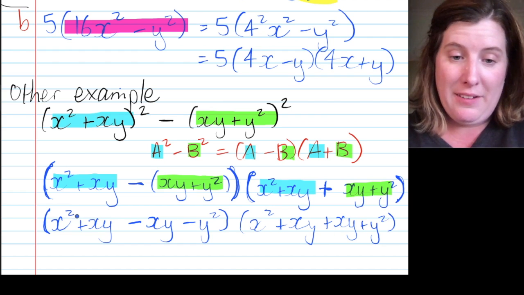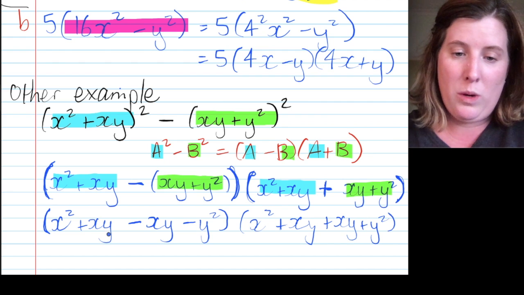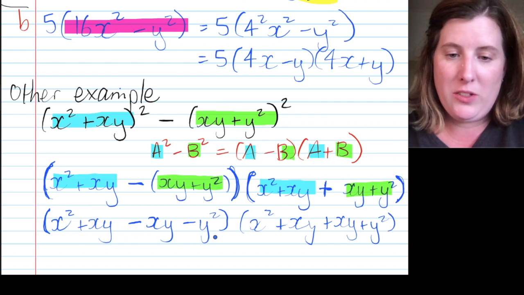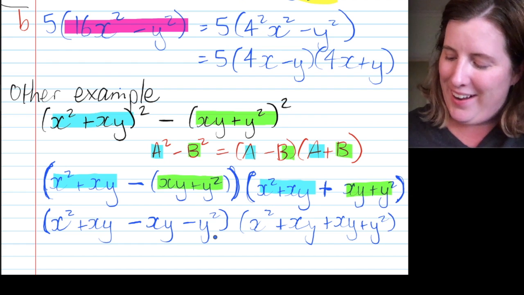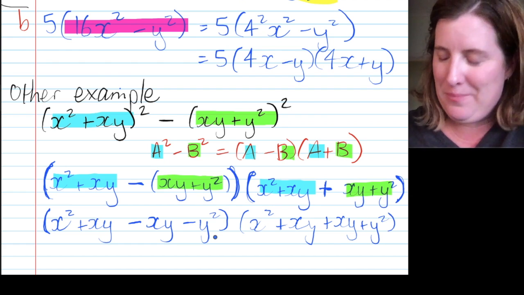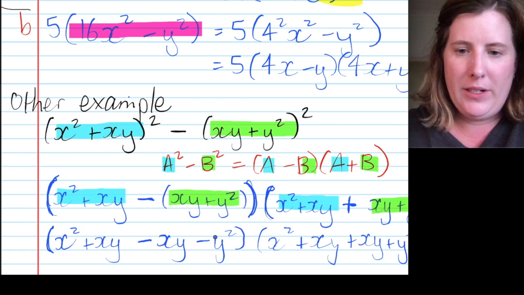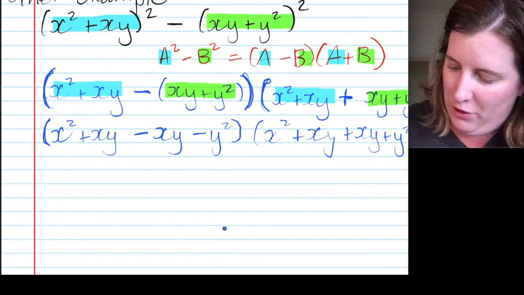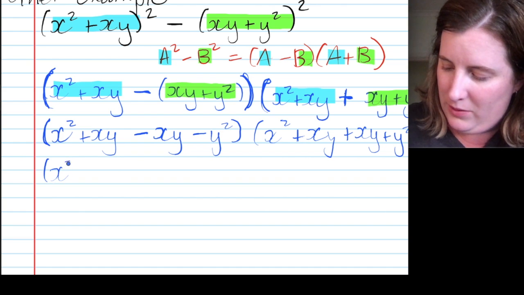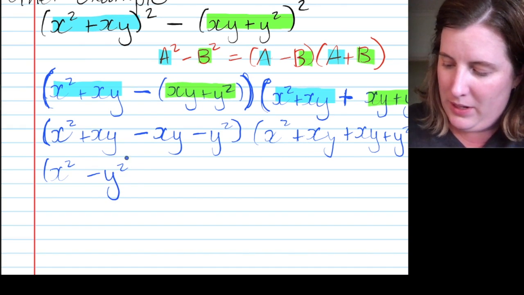Now in this left set of brackets, I can see I've got a plus xy and a minus xy, so I'm going to have x squared take y squared. Ooh, I like this question. You guys won't. I like it. So I've got my x squared minus y squared.